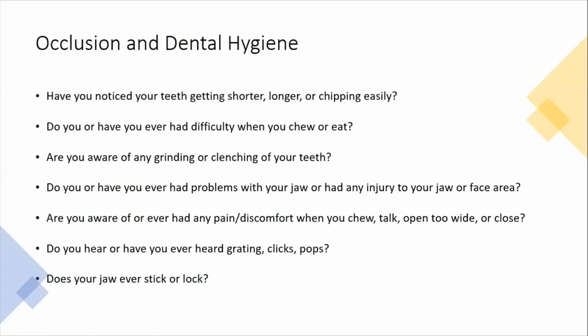So as a dental hygienist, what are some questions that we should be asking our patients when we're looking at occlusion and we're seeing some of these findings in their mouth? These are just a couple of questions that you can ask your patients chairside. Have they ever noticed their teeth getting shorter, longer, or are they chipping easily? Do they ever have difficulty when they chew or eat? Are they aware of any grinding or clenching of the teeth?